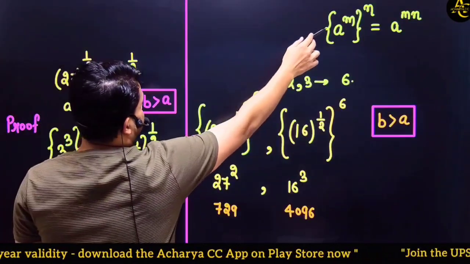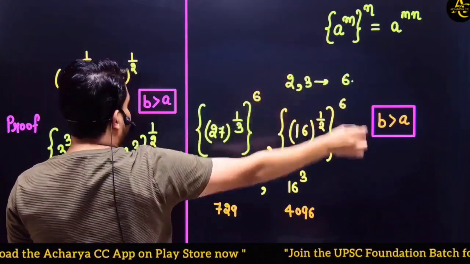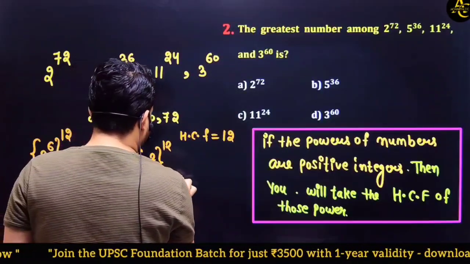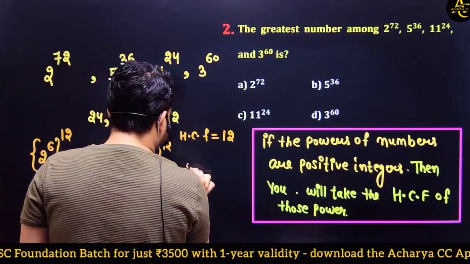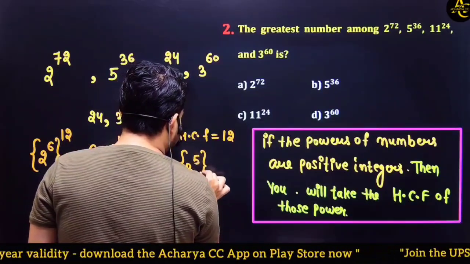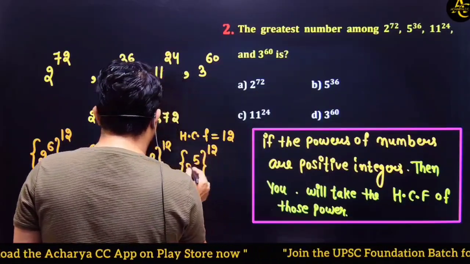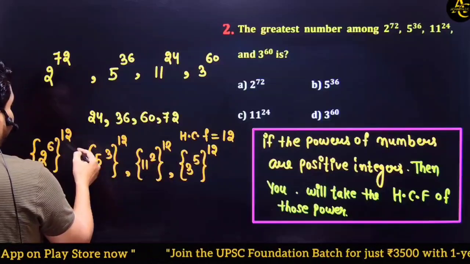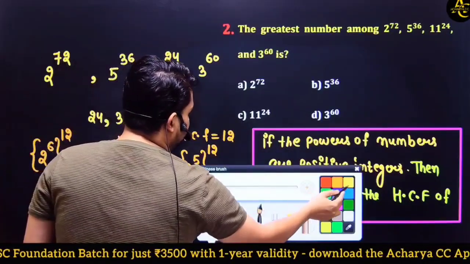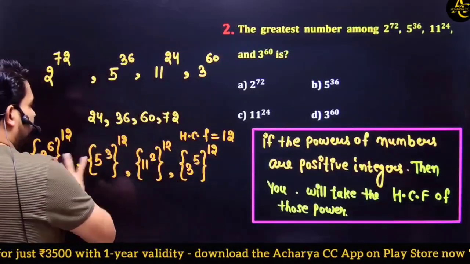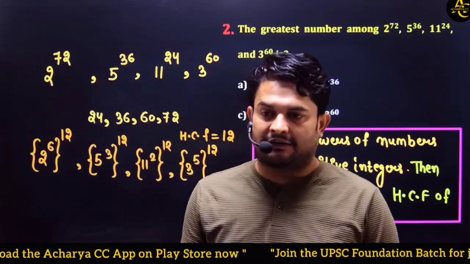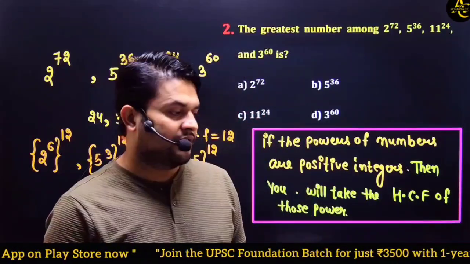As we already know, a to the power m, bracket to the power n, is equal to a to the power mn. Next, the last number what we have, 3. So 3 to the power 5, to the power 12. If I simplify them, then they will become 72, 60, 36, 24 and 60. So each power is equal. If each power is equal, then you will not consider that power.